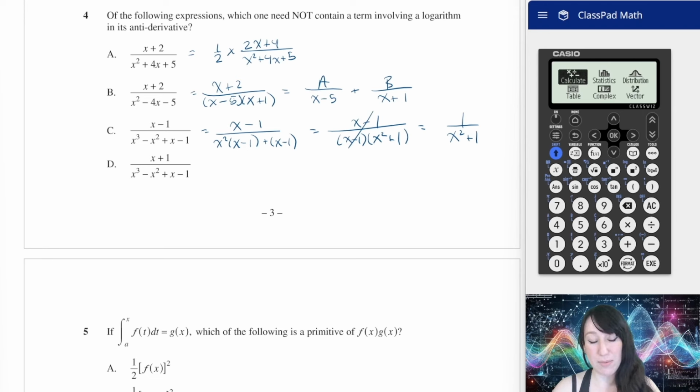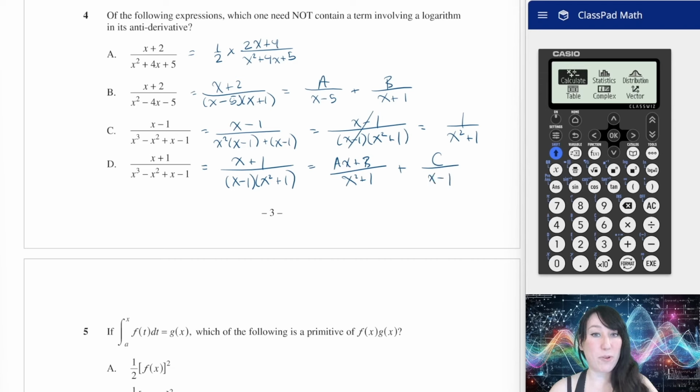If you want to consider option D, we can similarly factorize the denominator. And if we wanted to integrate, we'd have to do maybe partial fraction decomposition again. Because we do have an irreducible quadratic in that denominator, one of them will be linear, and the other are constants, which would involve a logarithm for that part. So that confirms that the answer is C.